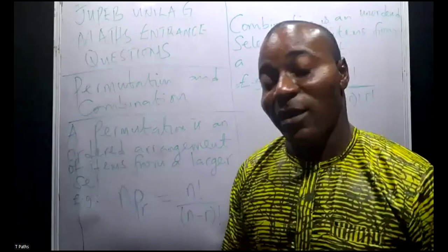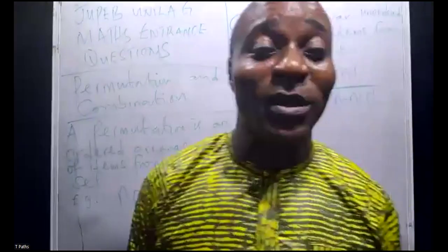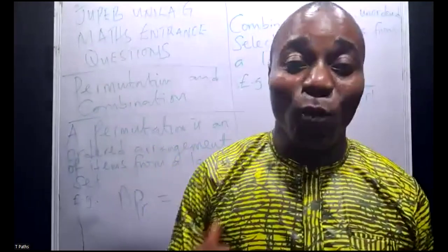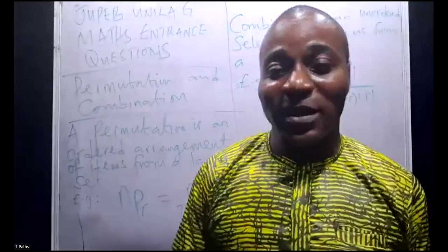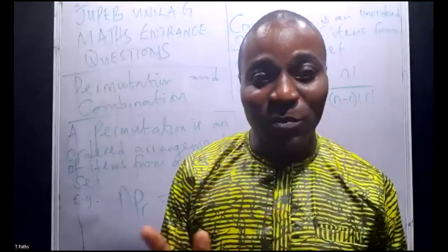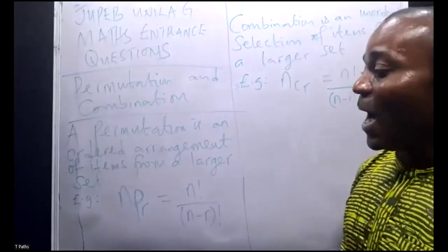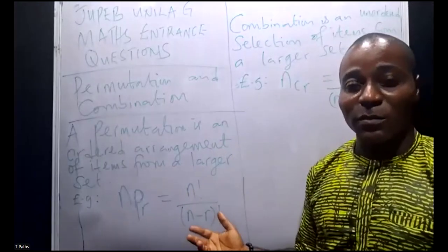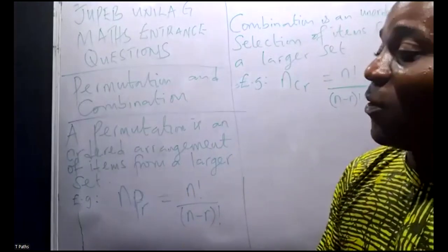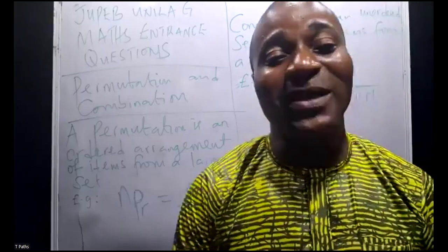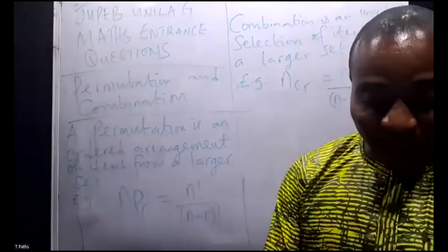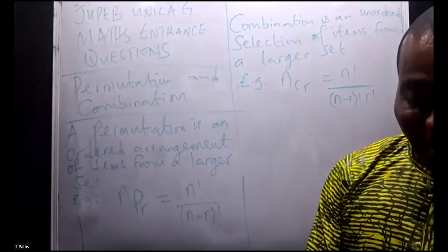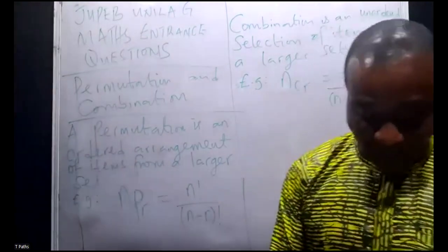Simply, I always tell students that permutation is about arrangement of objects, while combination is about what? Selection. These are two distinct distinctions between permutation and combination. Permutation is about arrangement, while combination is about selection. Do you understand that now? So let's take some questions.